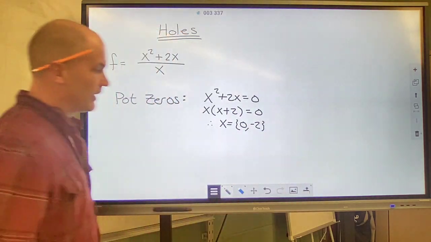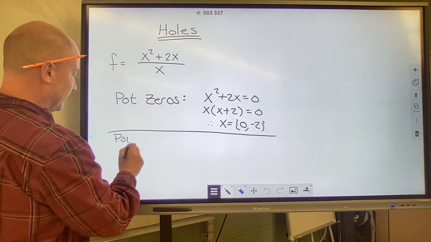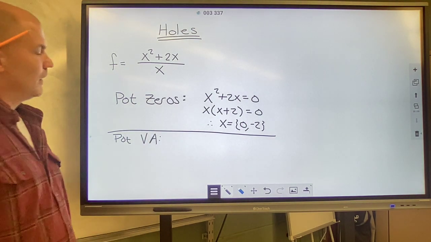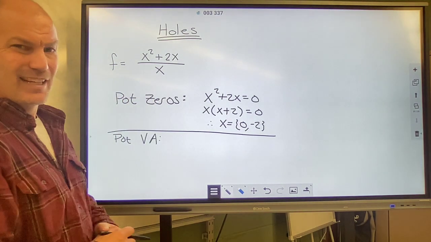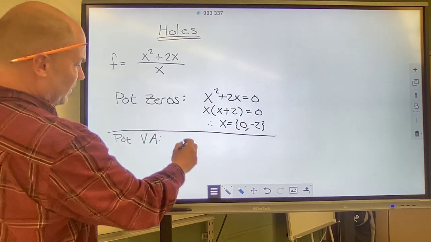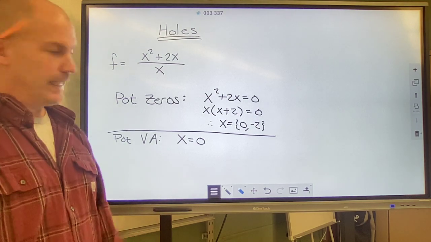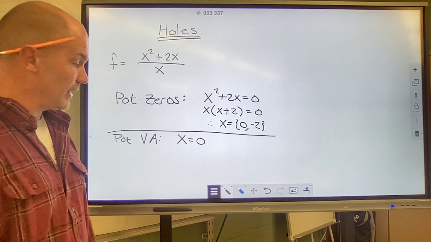Now I need to do this again and find my potential vertical asymptotes. And I see, wow, that's just x. It's one of those ones that's so easy that it feels hard. But you start out by just going, hey, the denominator, set it equal to 0, x equals 0. I did, and I'm actually done. x equals 0 is my potential vertical asymptote.